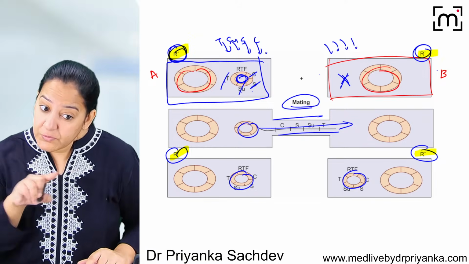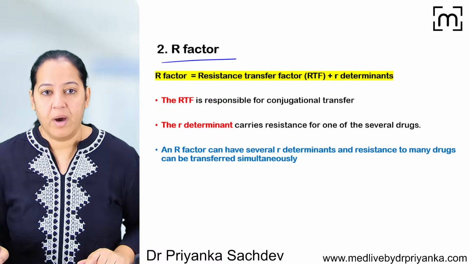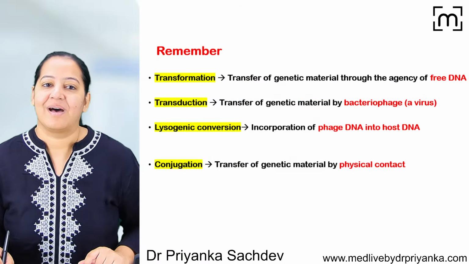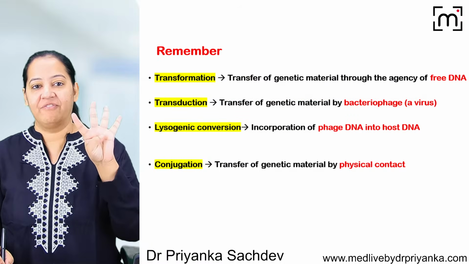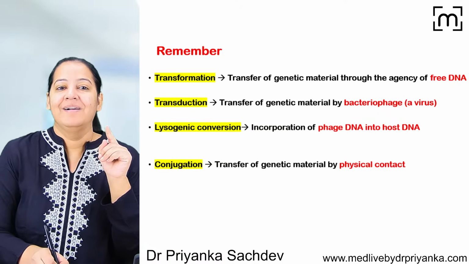Okay, so this is a transfer of resistance. This is a transfer of resistance from one bacteria to another. Okay, you got it. So this is R factor. So we are done with the 4 ways of gene transfer in a bacteria. How many of you got it?